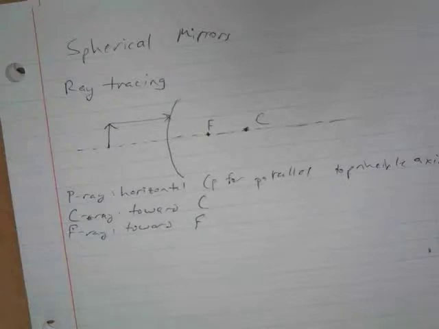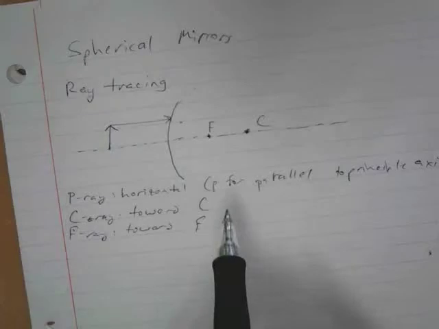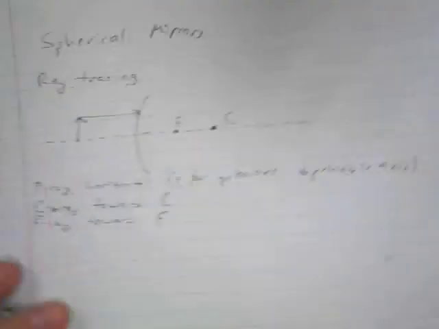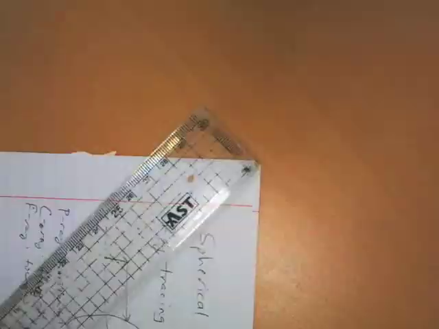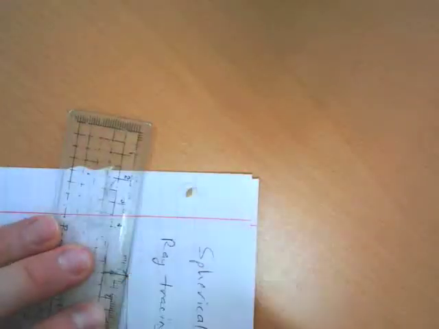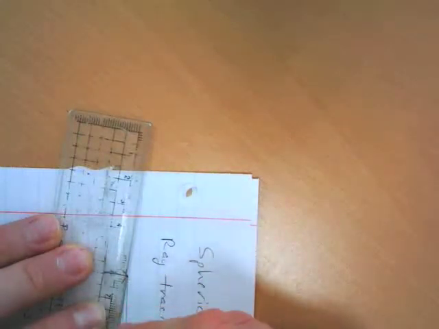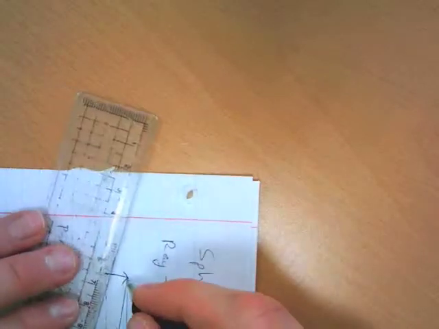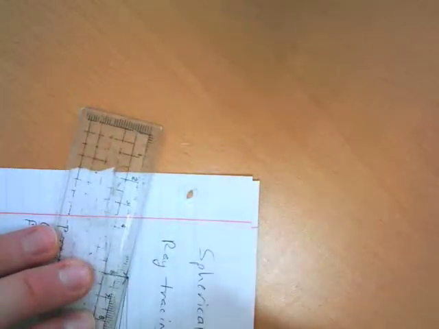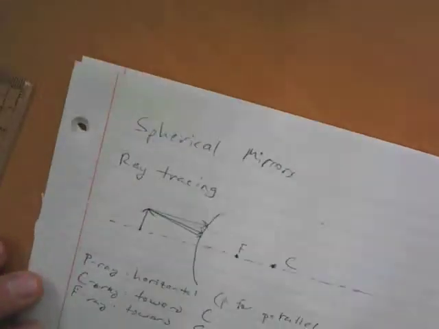Now, in this case, we have a convex mirror. This is our principal ray. Our C ray will travel along the path toward the center of curvature, and our F ray will travel toward the focus. Now these are all pretty close together, so maybe I should have made a bigger picture, but oh well.